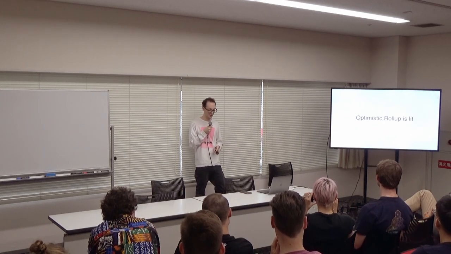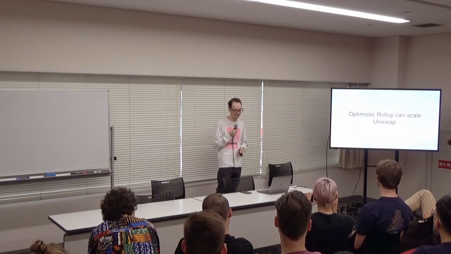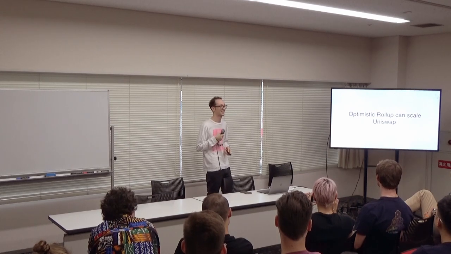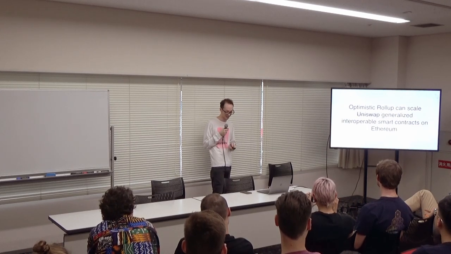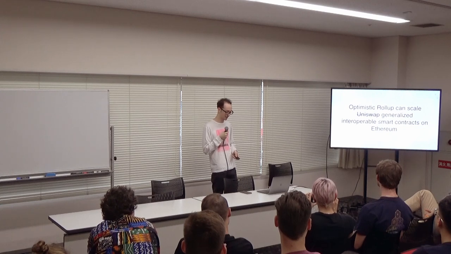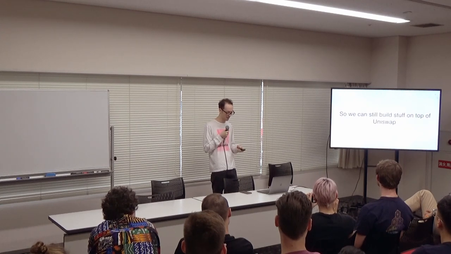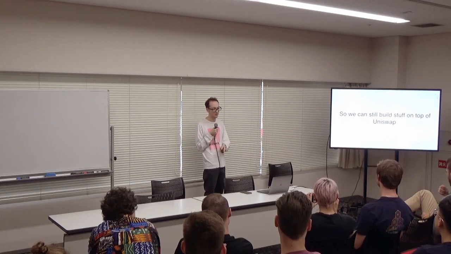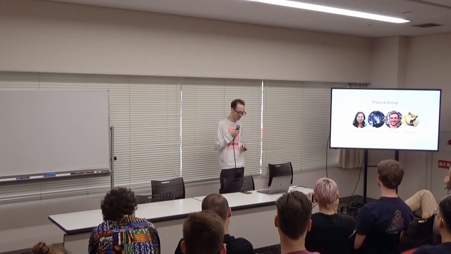Okay, so Optimistic Rollup is lit. Optimistic Rollup can scale Uniswap. We can do generalized smart contracts on it. Oh yeah, an Optimistic Rollup can scale generalized interoperable smart contracts on Ethereum. So we can continue to build stuff on top of Uniswap while scaling it.